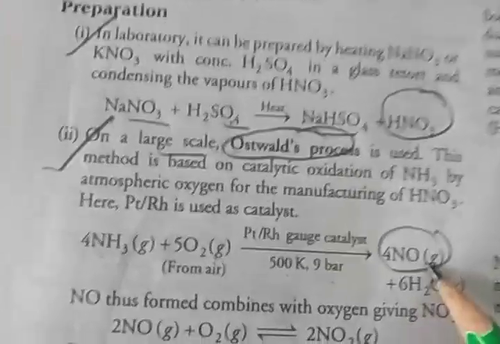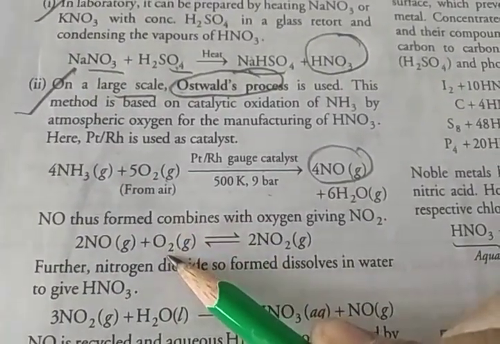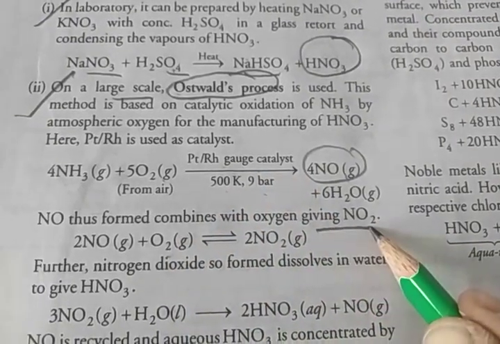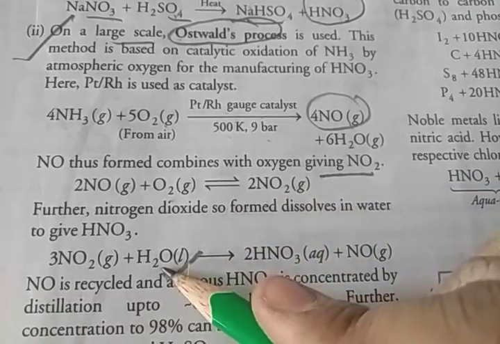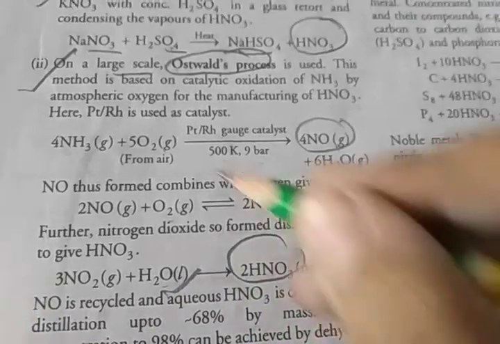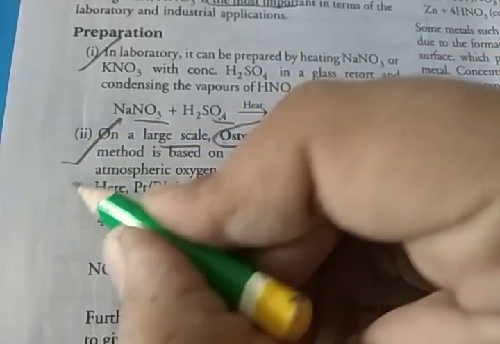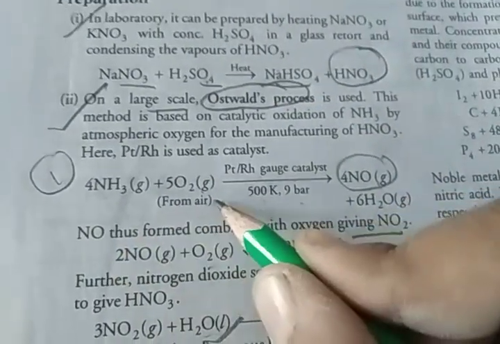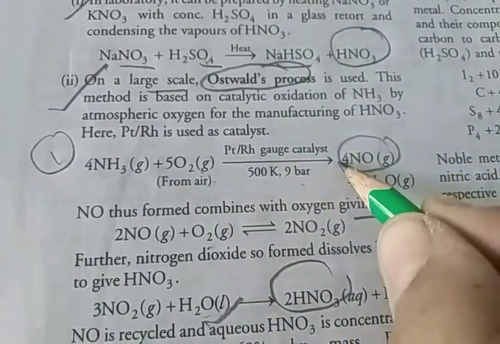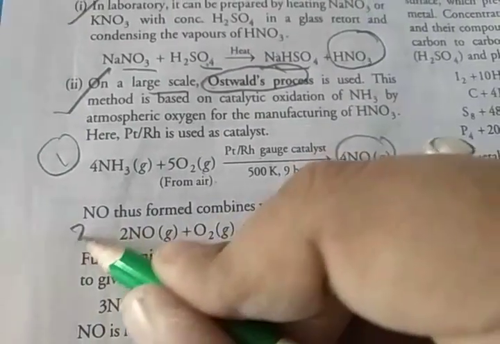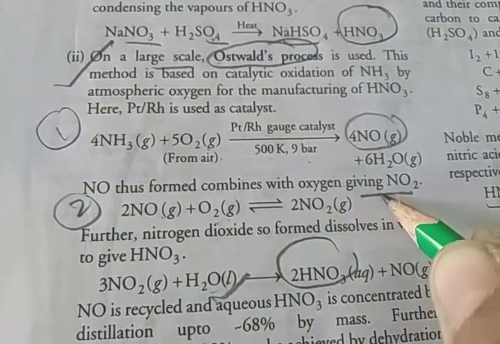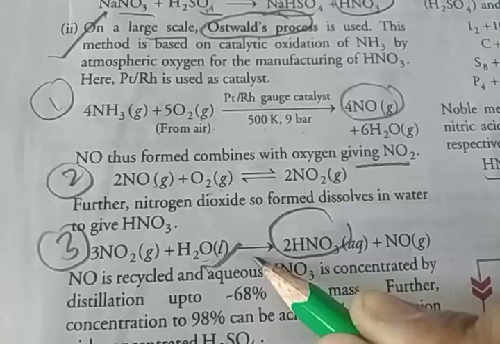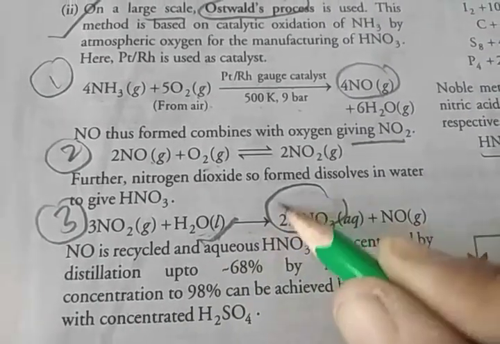This NO gas combines with oxygen, giving NO2 gas, and this NO2 gas reacts with water, so it is dissolved in water to give HNO3. So there are 3 steps. First, ammonia reacts with atmospheric oxygen, so nitrogen monoxide gas forms. Second, nitrogen monoxide again combines with oxygen, giving nitrogen dioxide. And third, nitrogen dioxide reacts, dissolved in water, to give HNO3.